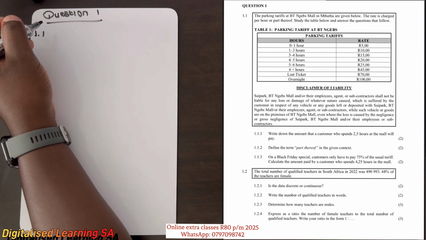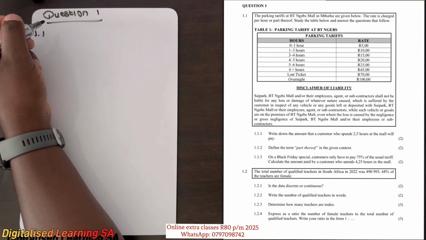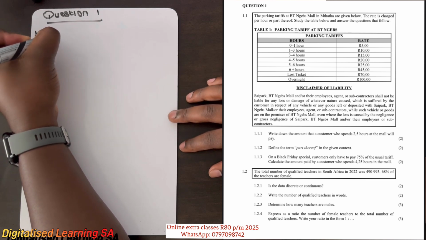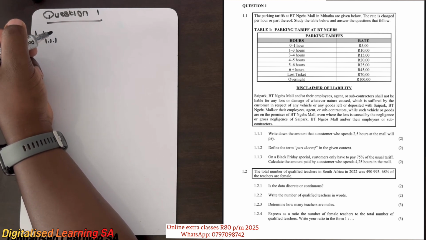So we are told that the parking tariffs at BT Gabs Mall in Mthatha are given below. The rate is charged per hour or part thereof. Study the table below and answer the questions that follow. We are given Table 1, which is the parking tariff at BT Gaps. We can see that we have two columns, the hours column and the rate column, and the rate column just represents the price.